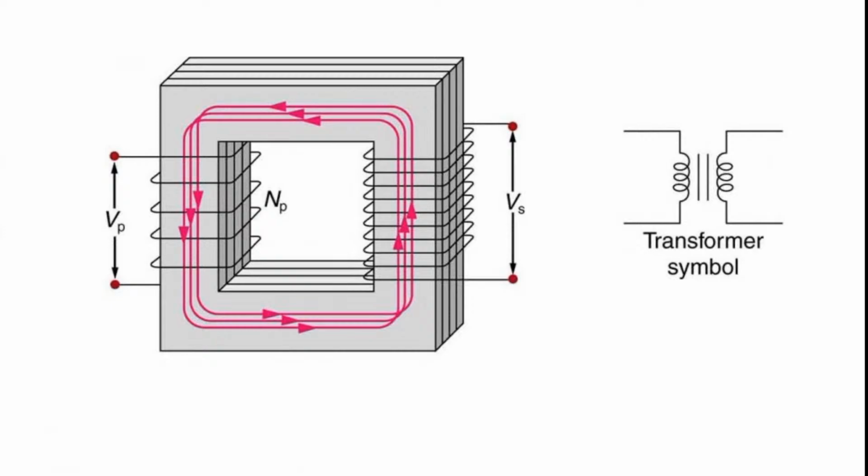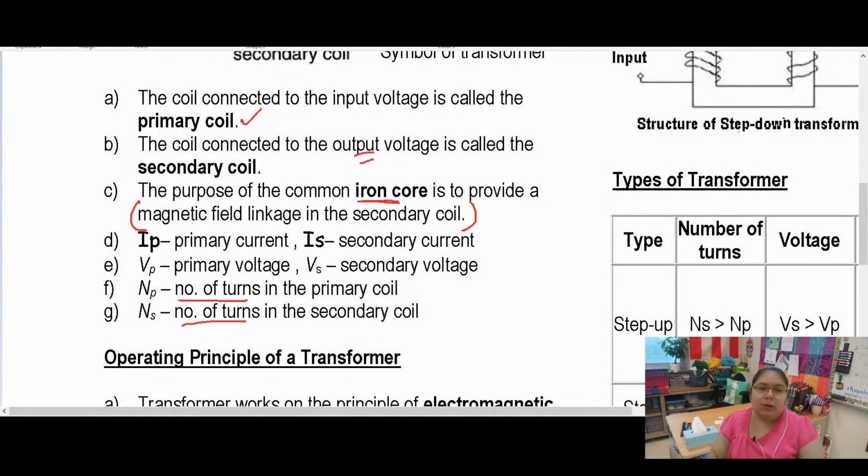Then after that, this is the transformer symbol. The number of turns is the same. The common one, there should be the turns. Can you see the solenoid turns? That one should be an equal number of turns. So this is the transformer symbol. Okay, we go back to this to see how the transformer works.